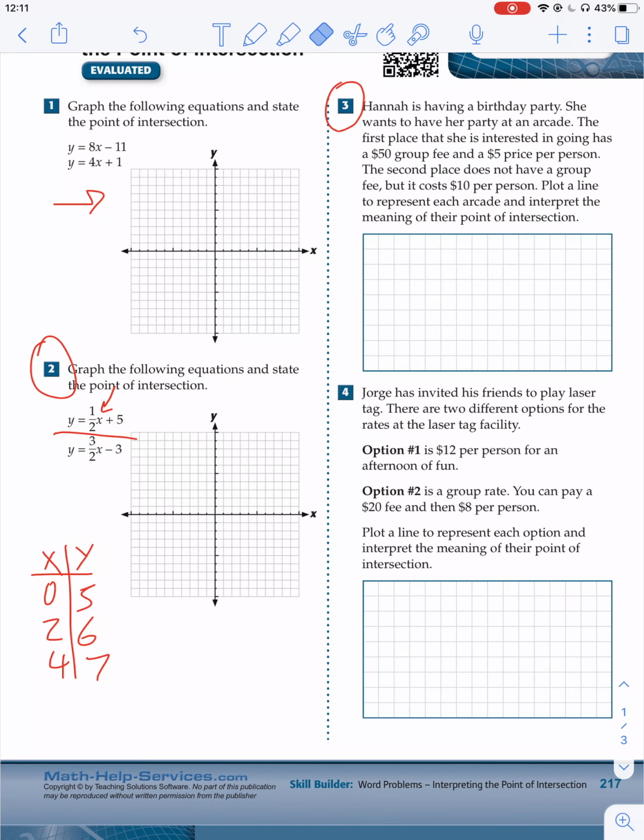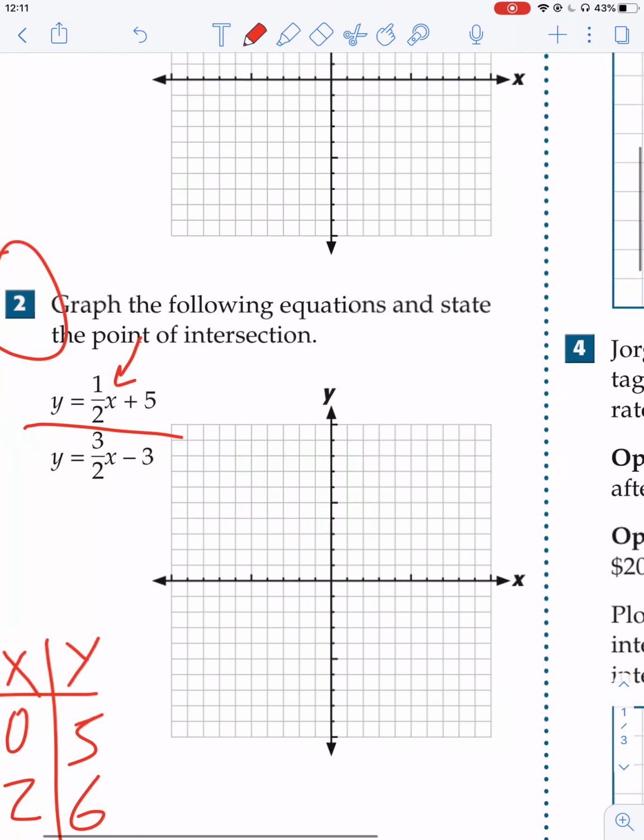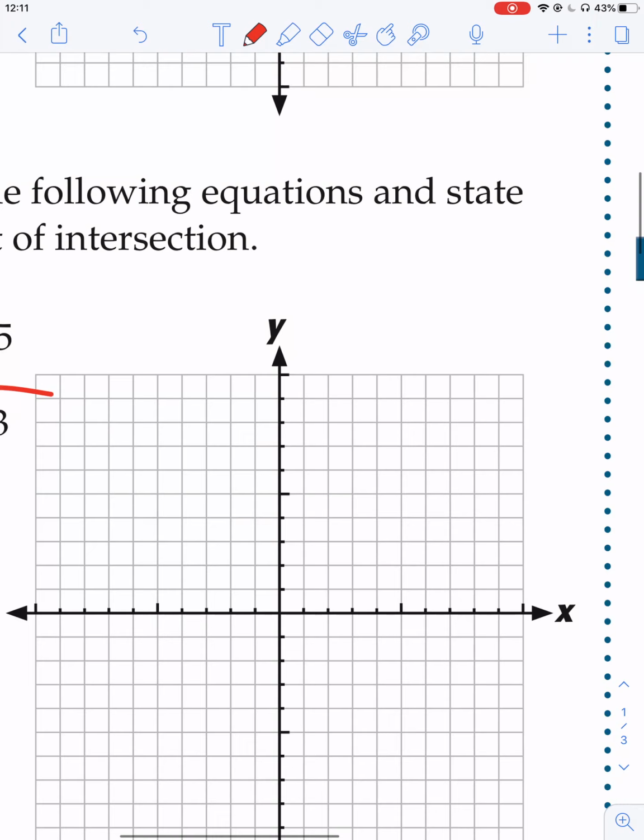Again, let me just zoom in just for you to have a better look. Okay, so at 0, I am at 1, 2, 3, 4, 5 here. And then at 2, so this is 2, I am at 6. Okay, so there you go. And then you can just connect the two dots, okay?